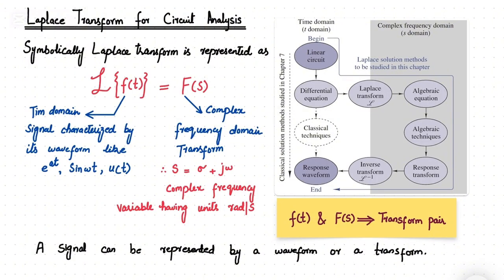What is s? s is equal to sigma plus j omega. And s is a complex frequency having units of radian per second. Units of s are the inverse of time.